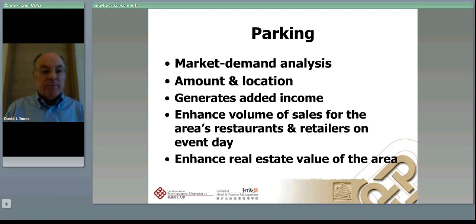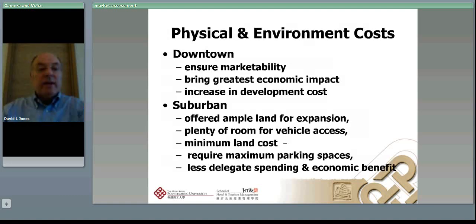Physical and environmental costs to the downtown. What's the marketability? What's the greatest impact? Where is the increase in development costs for other developers in the area who get in early in the process? You know, what's going to happen to that in the region? Will it set off too much of an increase?